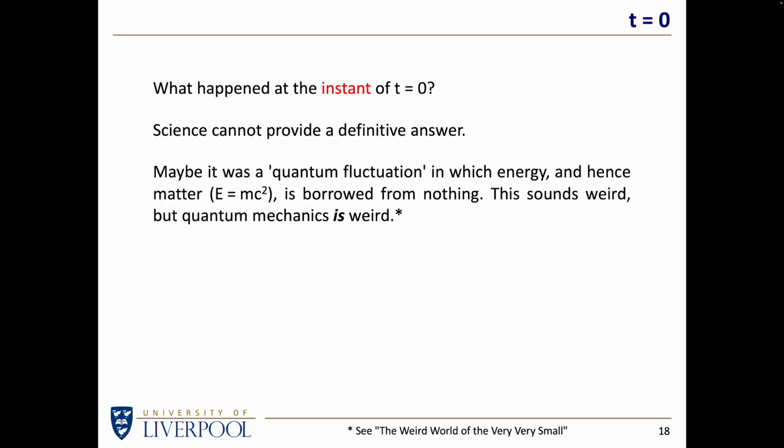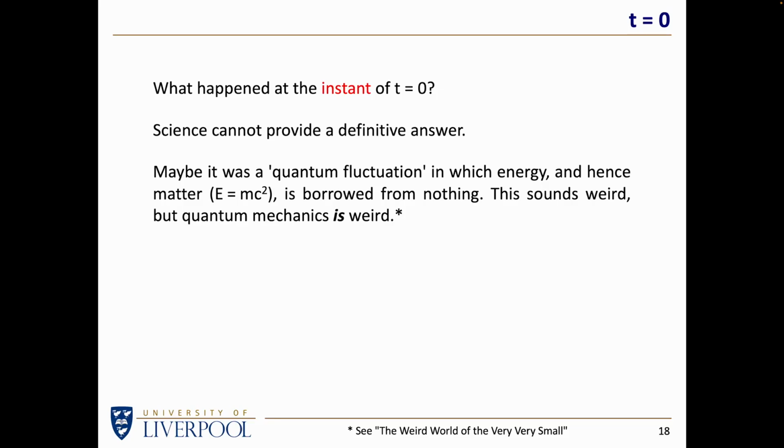Some people have a hypothesis. Maybe it was a quantum fluctuation. Quantum theory tells us what happens to things on very small scales. And perhaps there was a fluctuation in which energy was borrowed from nothing. That sounds rather weird, that we can borrow something from nothing. But as far as we can tell, that doesn't violate any laws of physics that we understand.